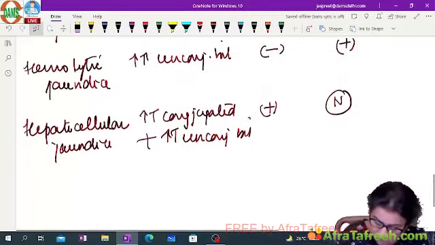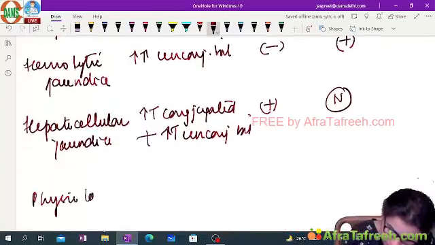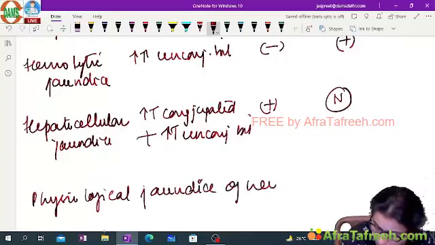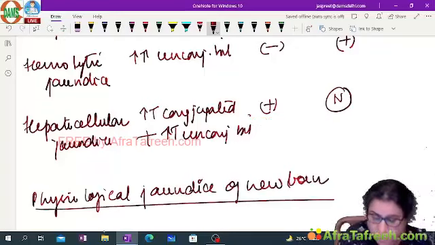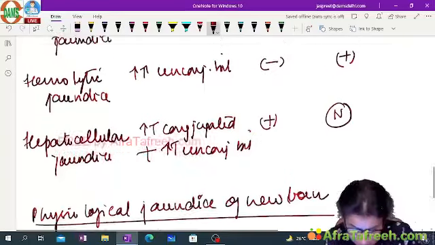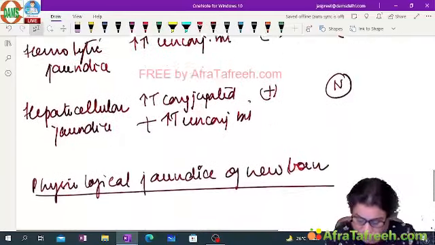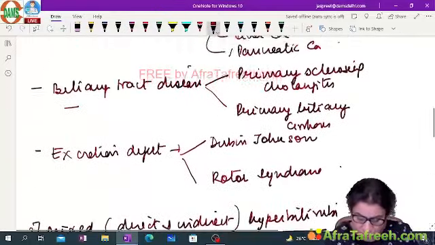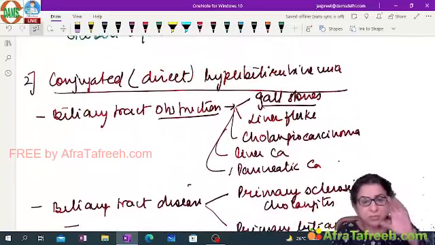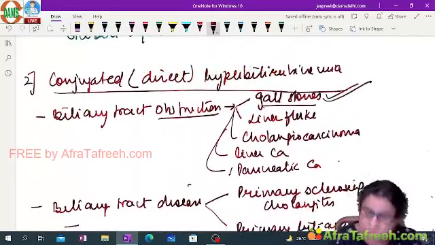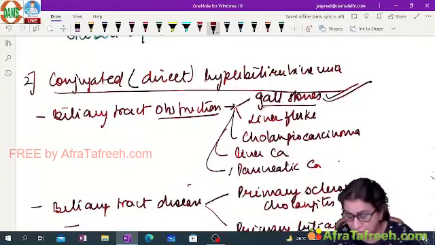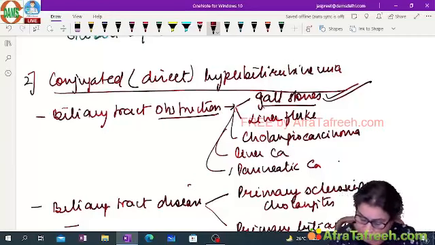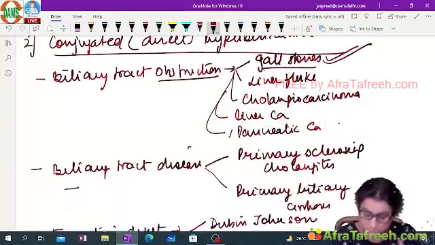Okay. Now few lines on physiological jaundice of newborn. Okay, Adesh, obstructive part. Okay, now you see, Adesh, what is obstructive jaundice? So now say this is liver. We have already seen what are the causes for obstructive jaundice. What is obstructive jaundice? Biliary tract obstruction. Most common cause for obstructive jaundice is gallstones. Second, cholangiocarcinoma. Whenever there is obstruction to the flow of bile, that causes obstructive jaundice. Then biliary tract diseases can also cause obstruction.